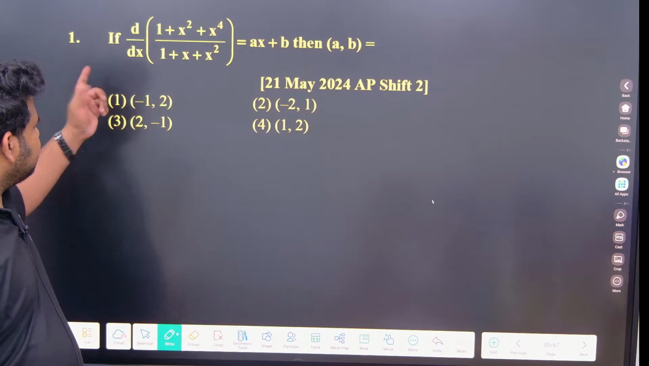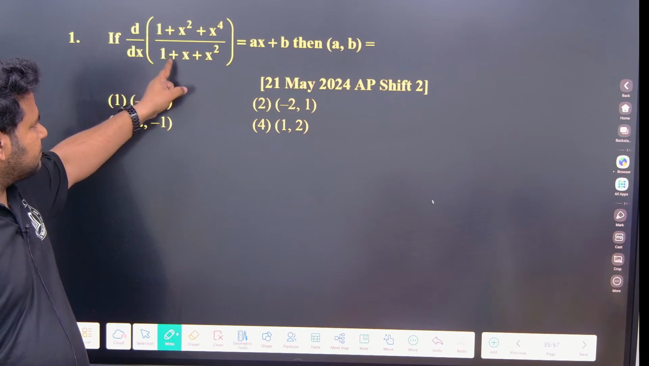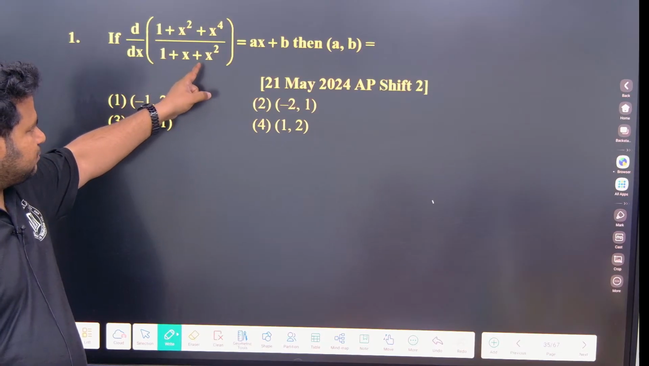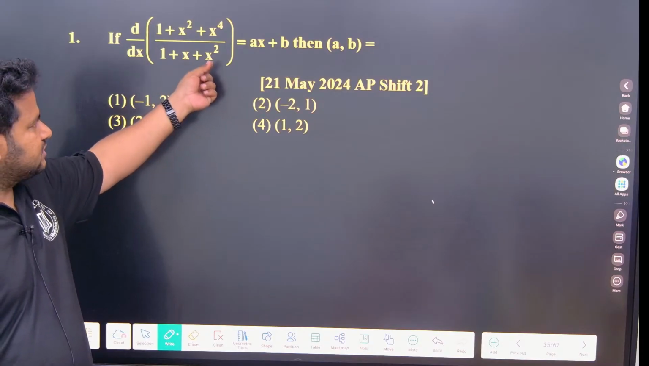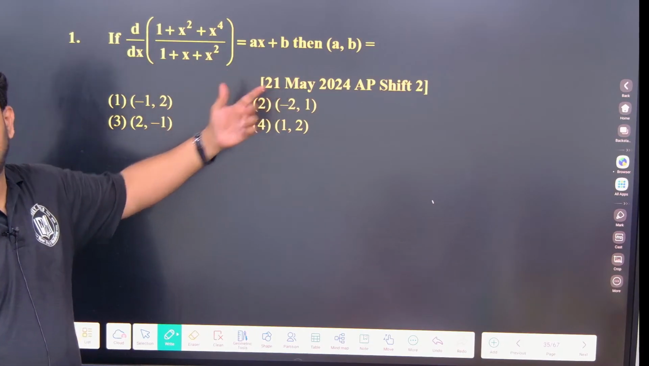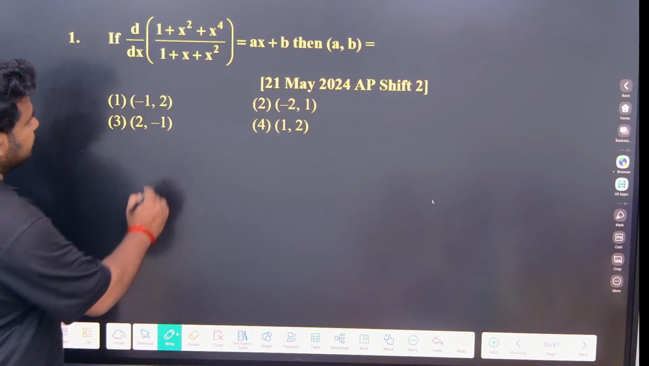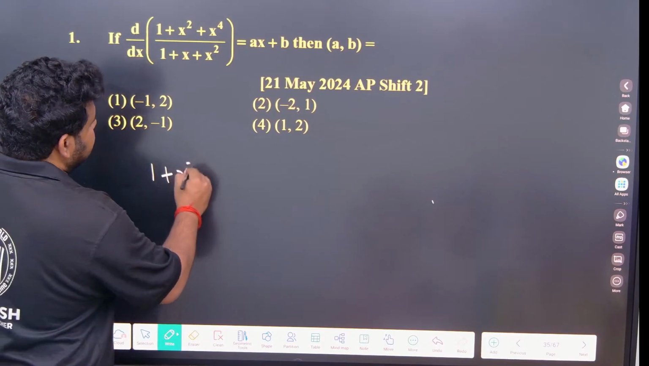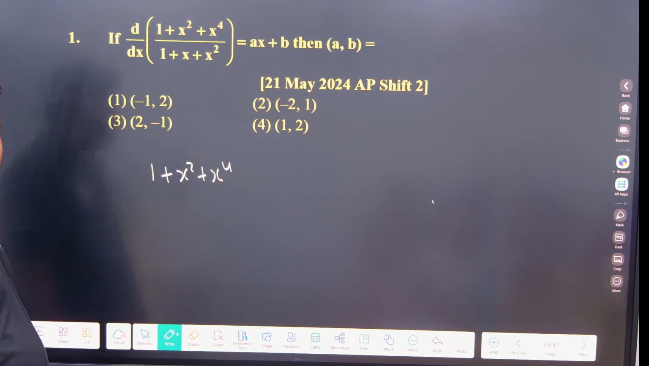They have given d by dx of (1 plus x square plus x power 4) by (1 plus x plus x square) is equal to ax plus b. They have only given a derivative, they are not asking anything about integration. They are asking a comma b. One thing you remember: they have given 1 plus x square plus x power 4.